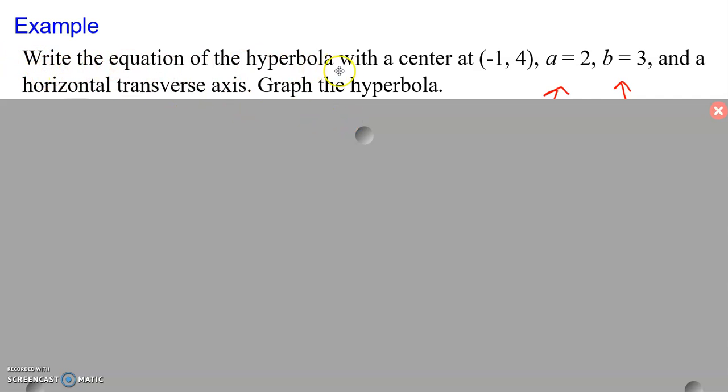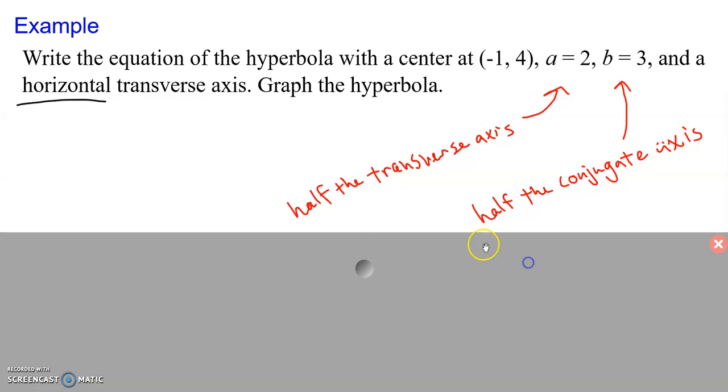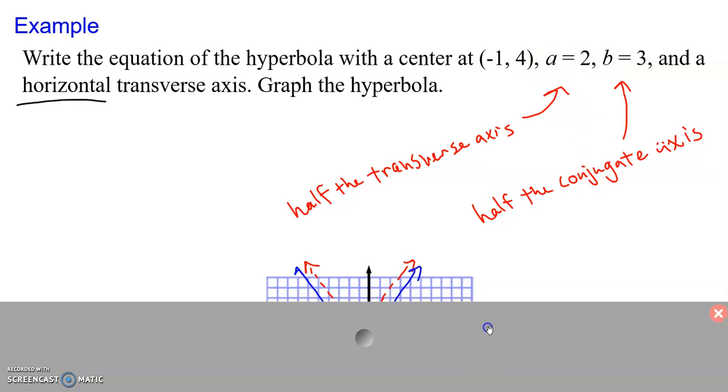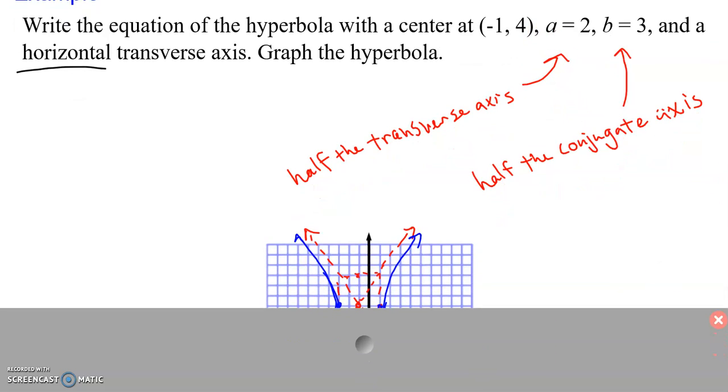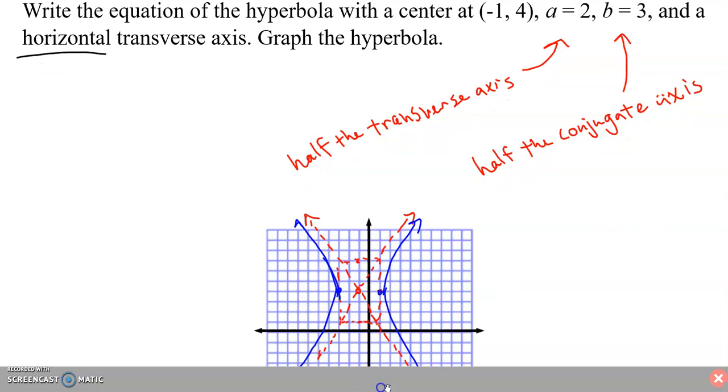So write the equation of the hyperbola centered at -1, 4, a equals 2 and b equals 3, and it has a horizontal transverse axis. Graph the hyperbola. So first, just to remind you, a is half of the transverse axis, and b is half the conjugate axis. So basically, I know the transverse axis is horizontal, and I know half of it is 2. So from here, I think I've got enough information to draw the graph.